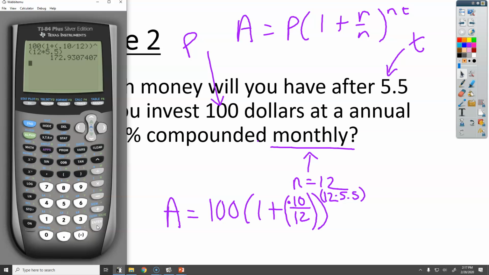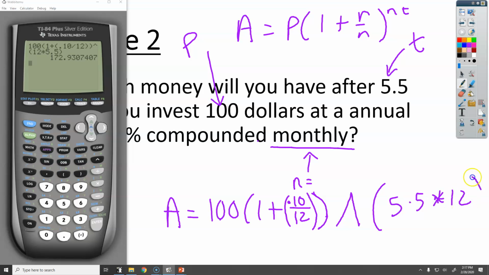So on your notes, I don't know if you want to write this or not, because on test day, I know a lot of you guys don't have your own calculators at home. And so on test day, you might forget how to type in the calculator. You might want to write it like this instead, just so you remember how to type it in your calculator.